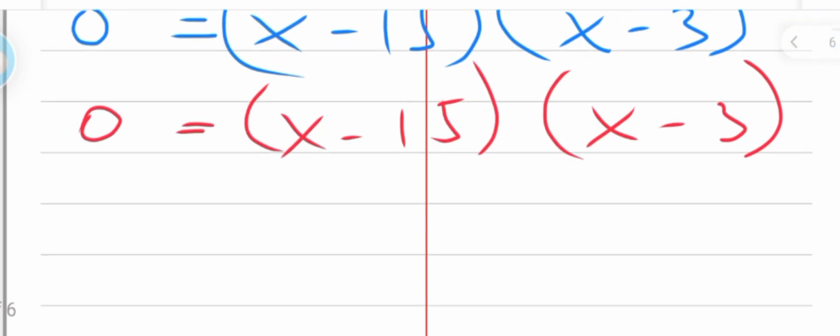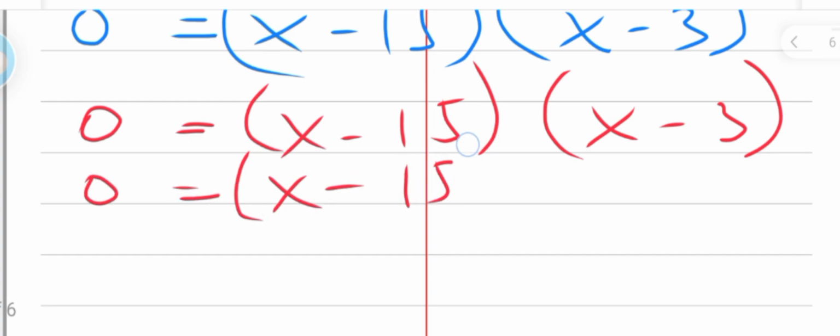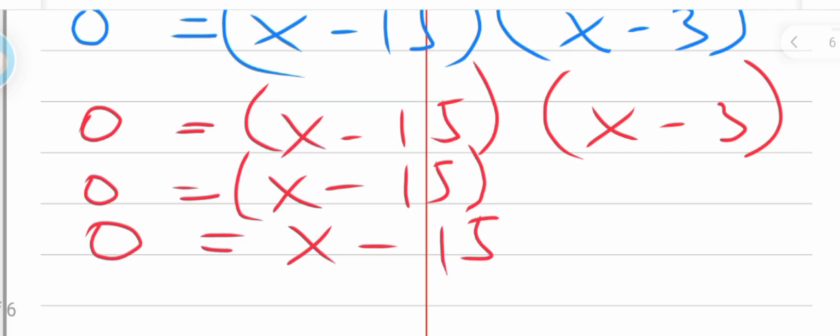So for the first instance, we have 0 equal to x minus 15. When that is done, you can decide to remove the bracket at this level. So 0 is equal to x minus 15. And when that is done, remember x will be equal to 15. That's the first value for x.